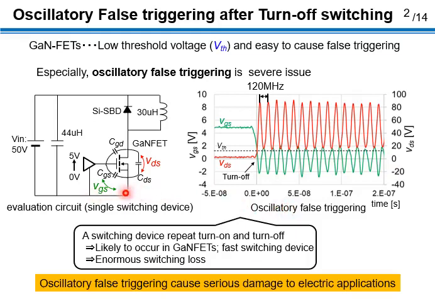We observed it in an experimental one-pulse test circuit. In this figure, the red waveform shows the drain voltage, and the green waveform shows the gate voltage. After the turn-off, the gate voltage repeated the turn-on and off without control at about 120 MHz. So, this oscillatory false triggering may cause enormous switching loss and damage to electric applications.